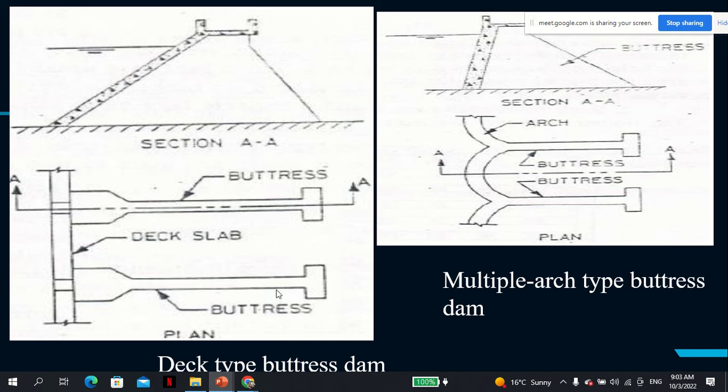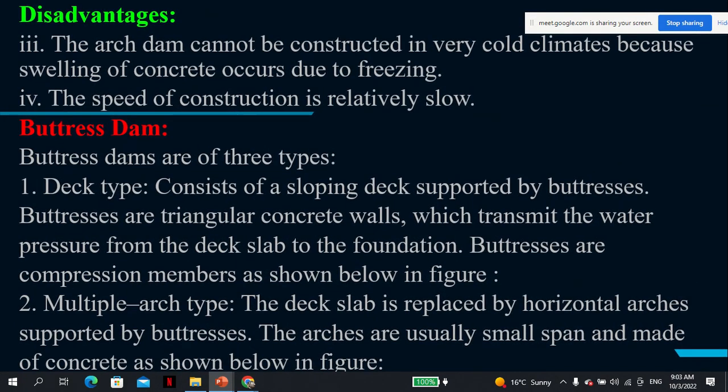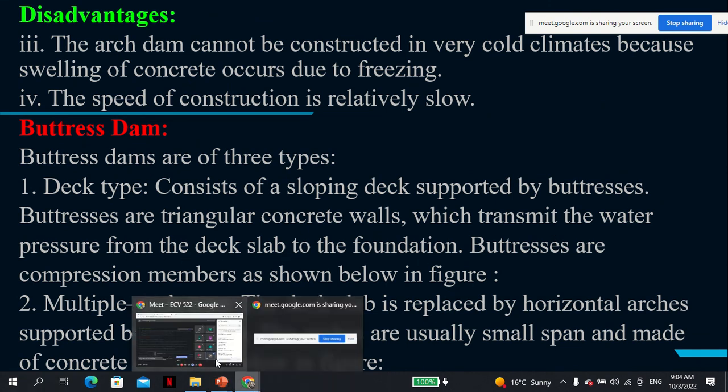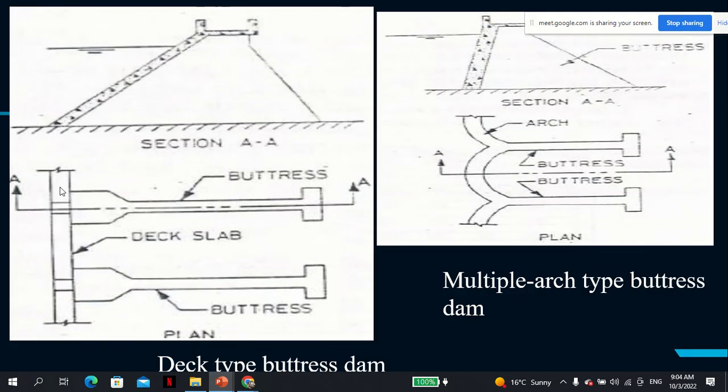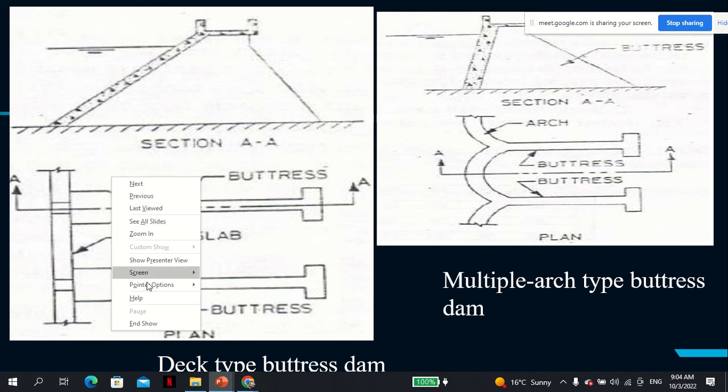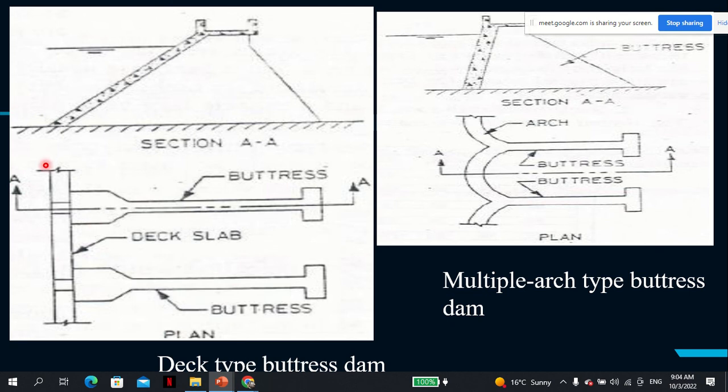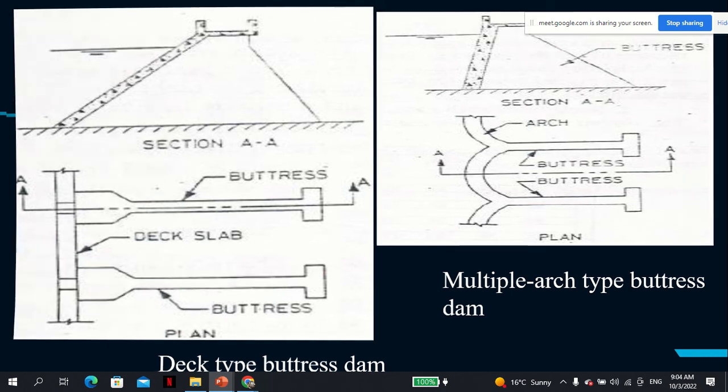So the buttress transmits the water pressure from the deck slab to the foundation. So you can see the slab is this, and this is the deck. This is the cross section. So the deck and the buttress. The buttress helps with the transfer of the load to the foundation. So you can see the cross section there.